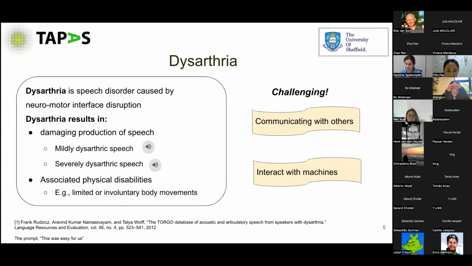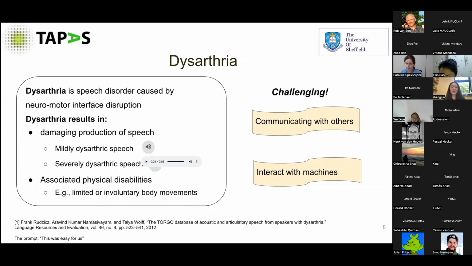Cool. Oh, sorry. Yeah, so we just start from the severe case. I will show you this first one. Yeah, and the mild case say the same urgence. This was easy for us.